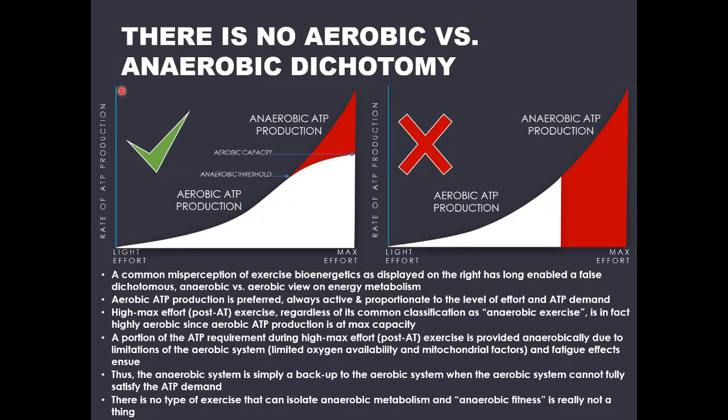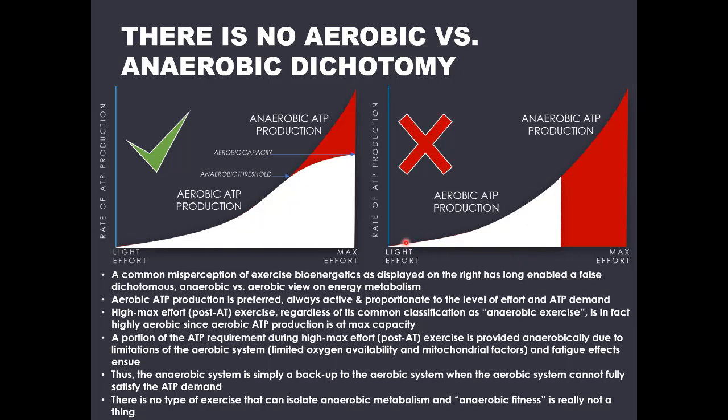So let's talk about this common misperception. The common misperception regarding aerobic and anaerobic metabolism is represented here on this figure to the right. Now the y-axis represents the rate of ATP production. So how fast ATP is being generated by bioenergetic systems collectively inside your muscle cells. On the x-axis, you have general terms to describe how hard your muscles are working. So light effort to max effort, or light intensity to maximum intensity.